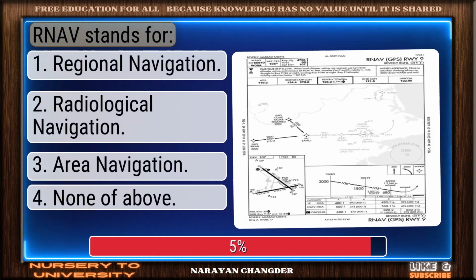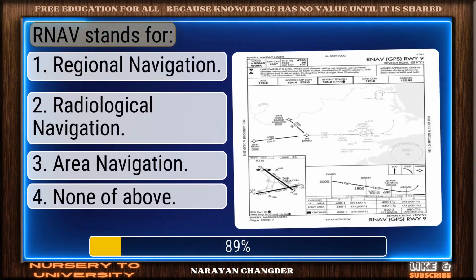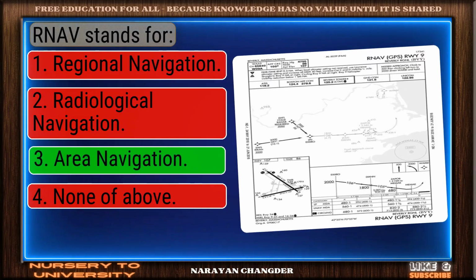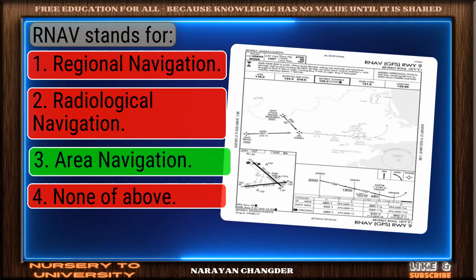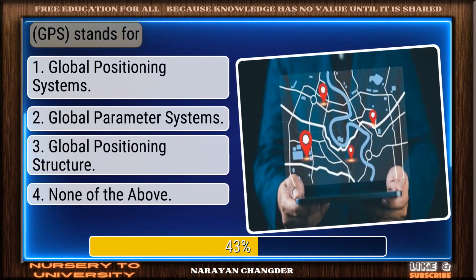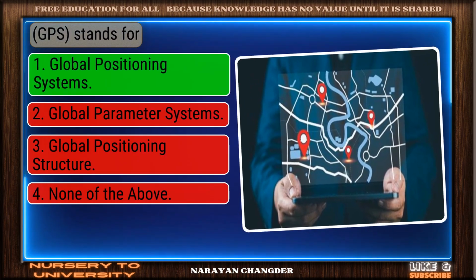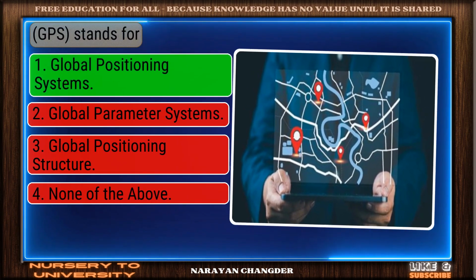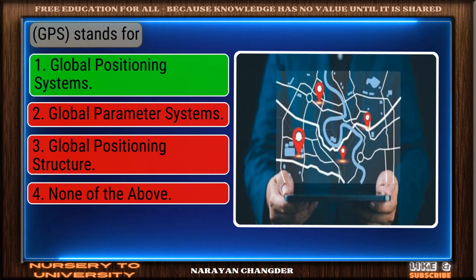RNAV stands for... On track. Area navigation is the correct answer. GPS stands for... Great job. Global positioning system is the accurate answer.